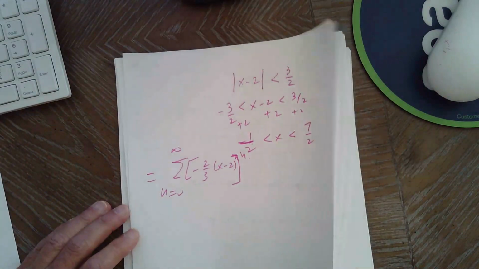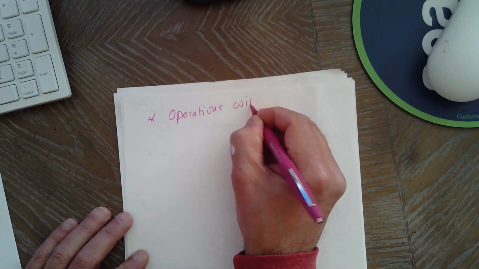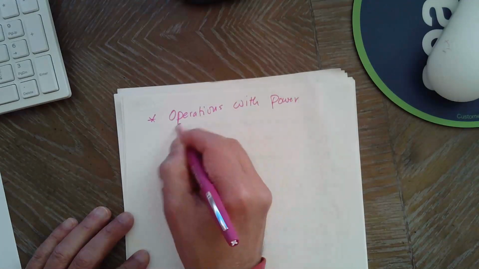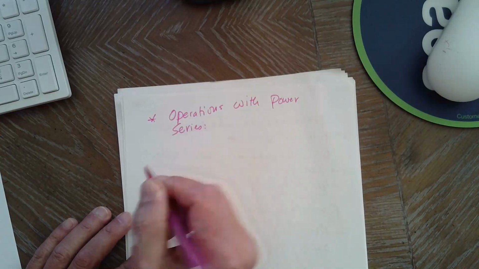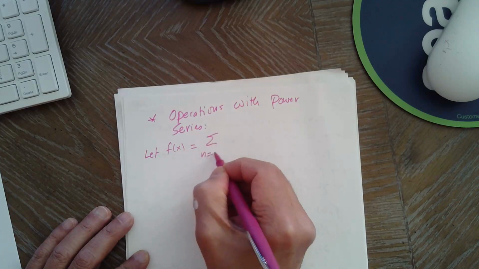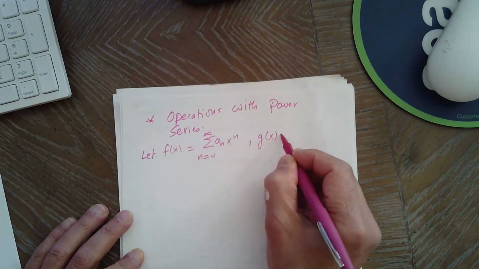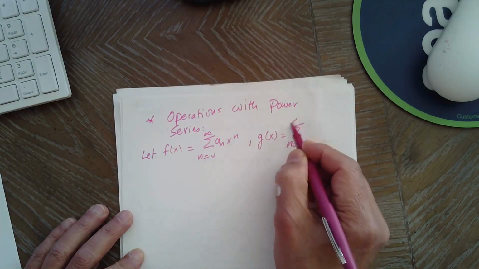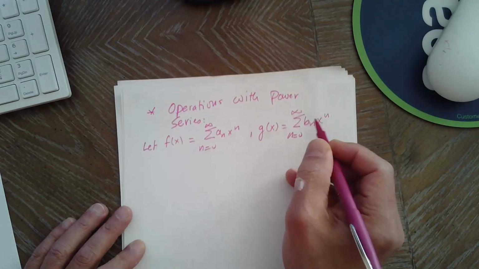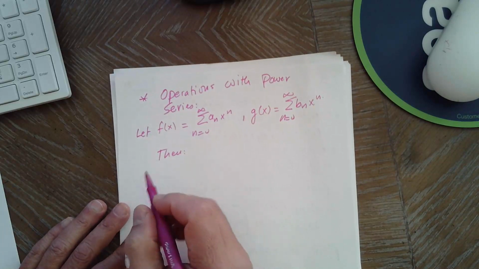Alright, now can we do some operations with power series like we do with summation notation? Let's see. Operations with power series. So let f of x be represented by a power series, sigma n equals 0 to infinity a n x to the n. Same with g of x, sigma n equals 0 to infinity b n x to the n. So two functions represented by two different power series.